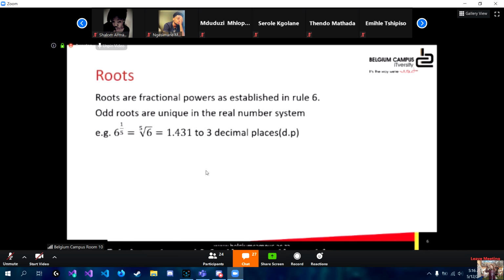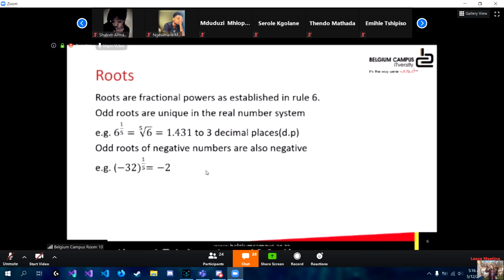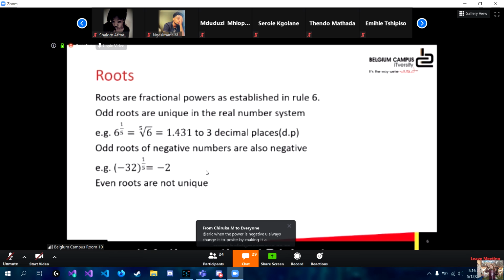All right, an example there is if you have 6 to the power of 1 over 5, where the odd root there is 5, you see that you get a unique value to 3 decimal places, 1.431. Odd roots of negative numbers are also negative. For example, if you find the 5th root of negative 32, you also get an answer that is negative, which is -2. Then we have even roots.